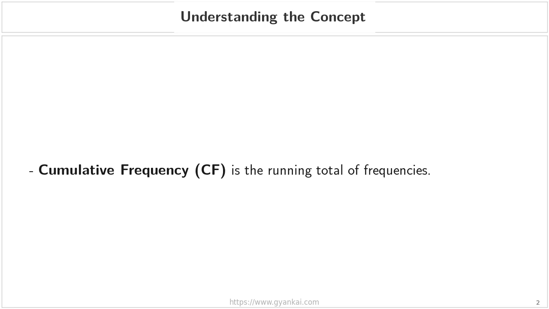Understanding the concept. Now that we've established that we use grouped data when dealing with large datasets, let's dive into the core concept of this lesson, understanding the concept of cumulative frequency. First, you can think of cumulative frequency, or CF, simply as a running total of frequencies. Just like when you keep a running tally of points in a game, you are constantly adding the new values to the ones you already have.